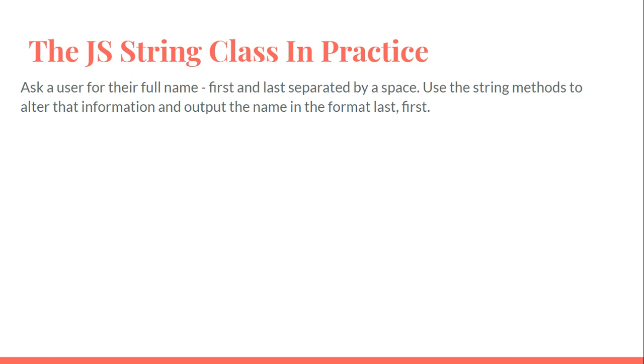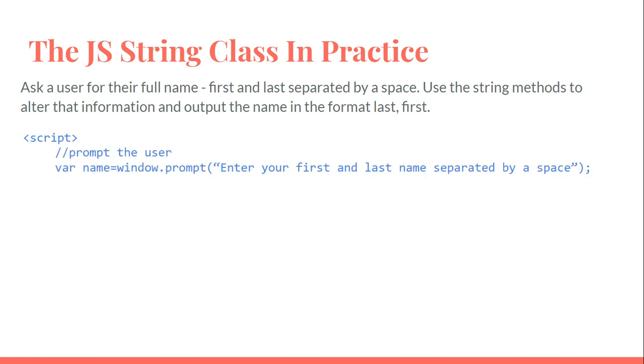All right, so in practice, we're going to ask a user for their full name, first and last separated by a space. We're going to use the string methods to alter that information and output the name in the format last comma first. So we prompt the user and we're very clear about it. Enter your first and last name separated by a space. That's the thing that I'm looking for. I find the point of separation of the names, which is the space. So I create a variable called space and I do name.indexOf(space). So now I know the number of that space.